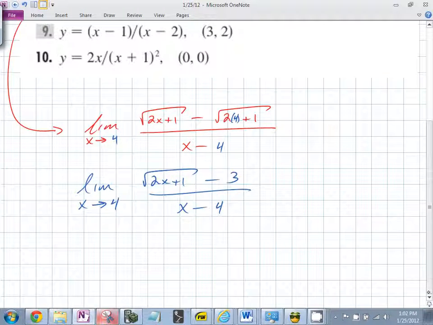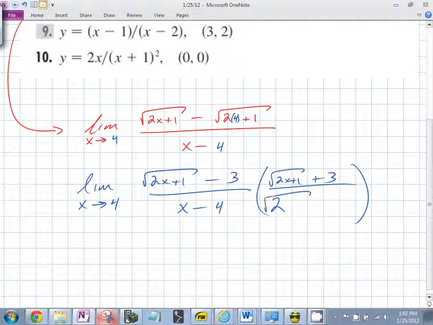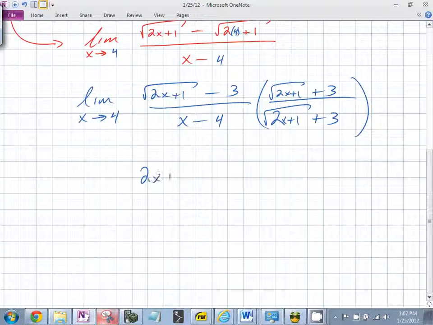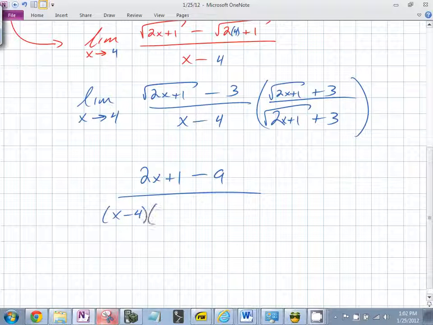Why can't you just plug in 4? Because the bottom's going to be 0. So we want to cancel that out. What's the only thing we can do at this point? What's the proper thing to do? Square root of 2x plus 1 plus 3 over, we're multiplying by a form of 1. When you do this, the numerator becomes 2x plus 1 minus 9 over x minus 4 times the square root of 2x plus 1 plus 3.